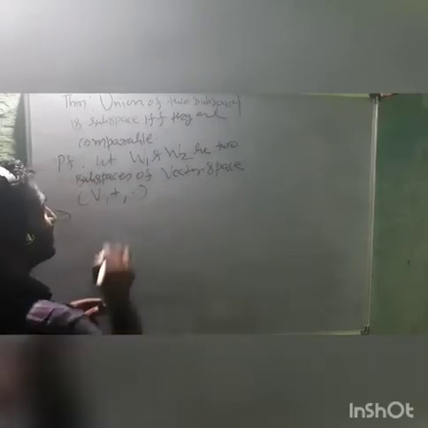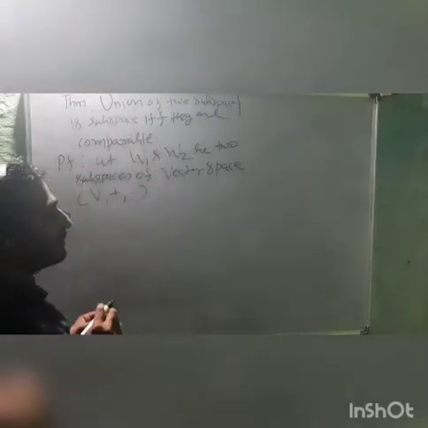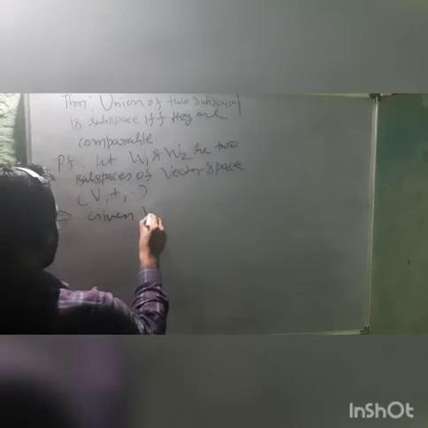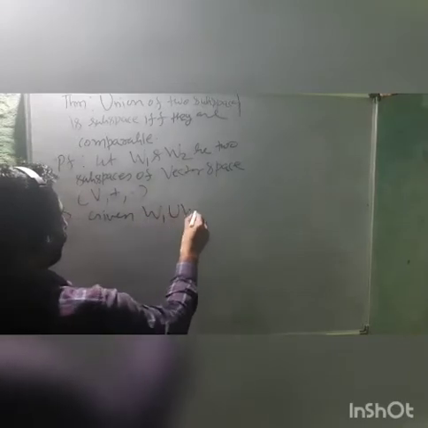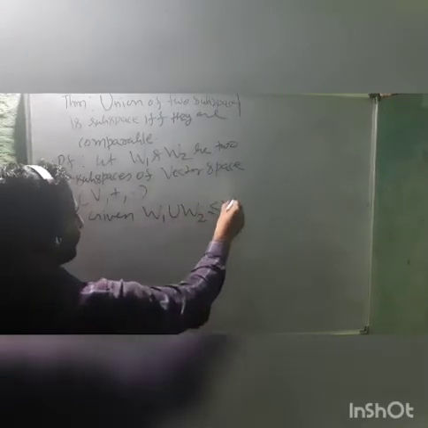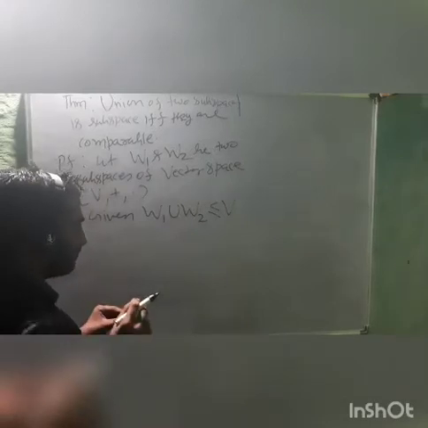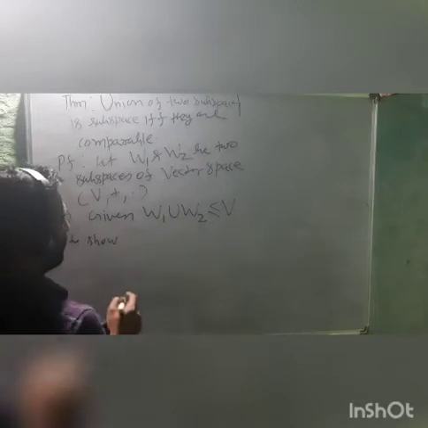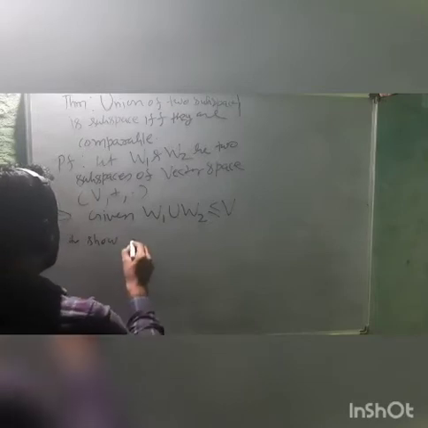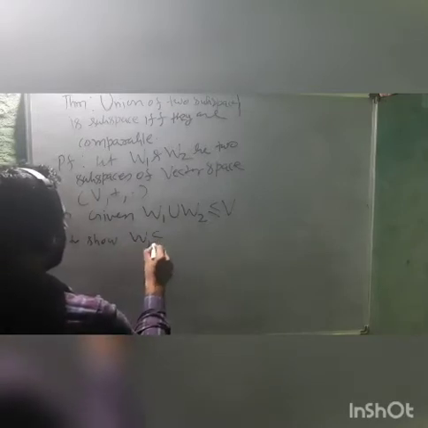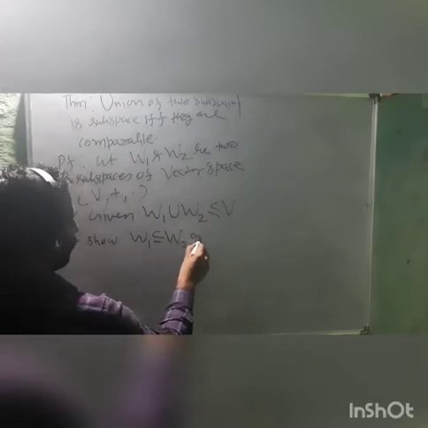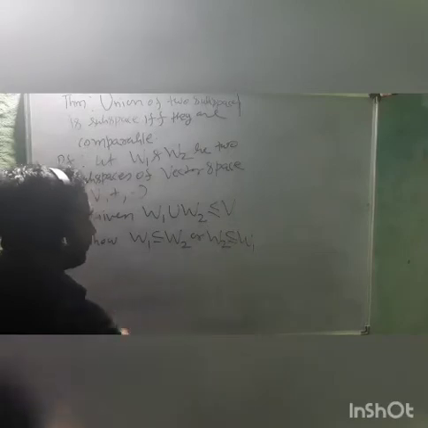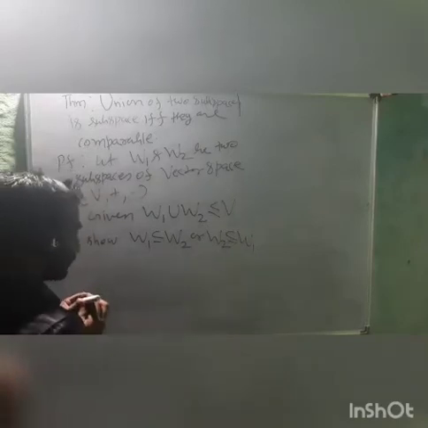Anyway, so now we are going to prove the forward part. In the forward part, what is given? The union of two subspaces is a subspace, given. So given W1 union W2 is a subspace of V. This is given. And what we have to show? Please write down. To show that they are comparable. They are comparable means either W1 is contained in W2 or W2 is contained in W1. This we have to show.